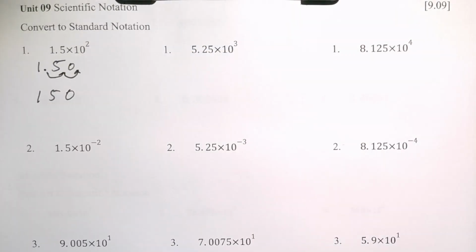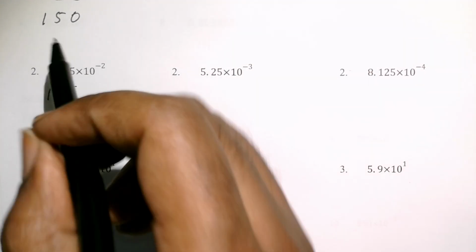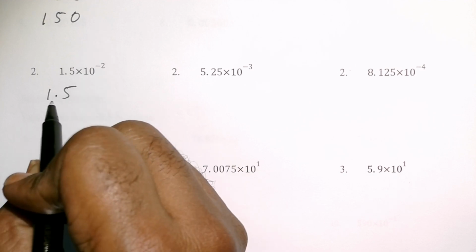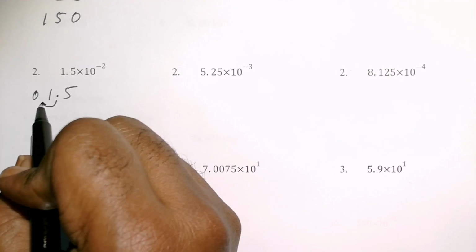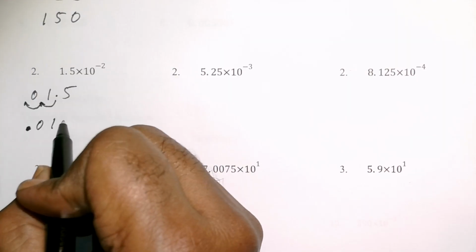Okay, next one, number 2. Okay, once again, 1.5, but the negative 2 means we need to make this number smaller. So to make it smaller, I have to move to the left. So this is one move to the left. I have to add a 0 to move a second time to the left. So we end up getting 0.015.